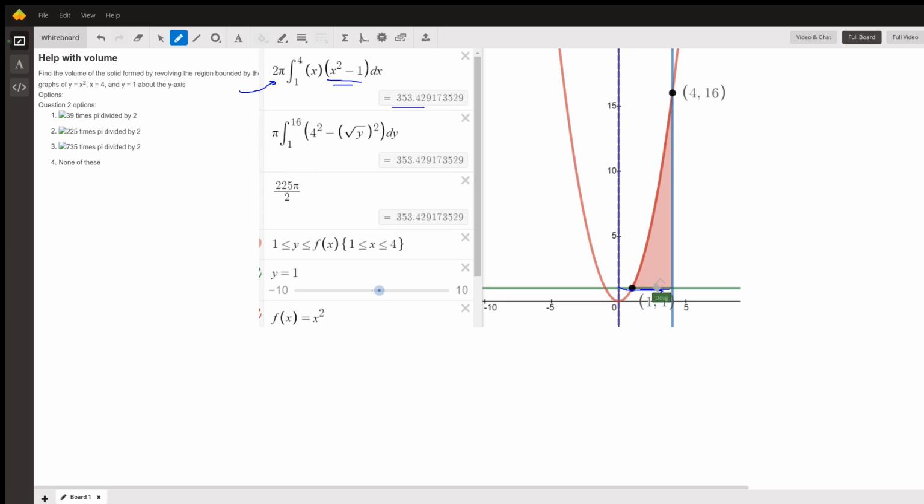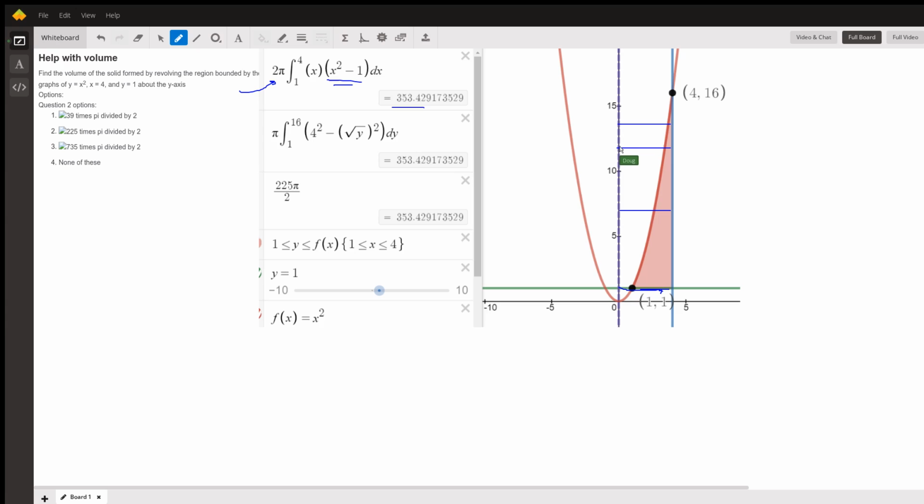If you want to use the washer method, then you think of the typical shell as perpendicular to the axis of revolution. So that would look like this. And now we have pi times the outer radius squared minus the inner radius squared. And we're integrating along the y-axis because our typical rectangles are perpendicular to the axis of revolution, moving along the y-axis. This time we're going from y equals 1 up to 16.